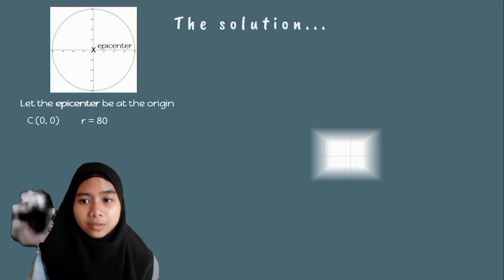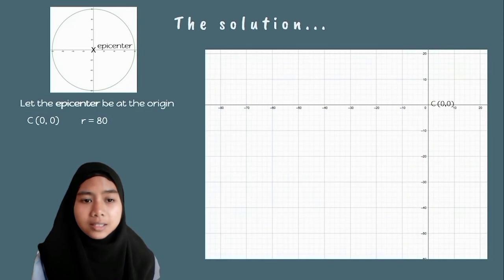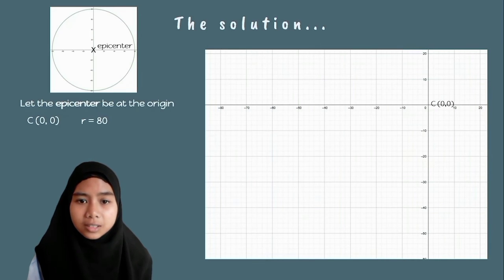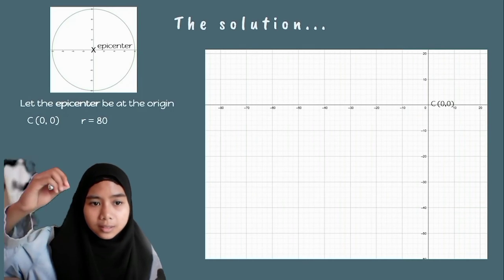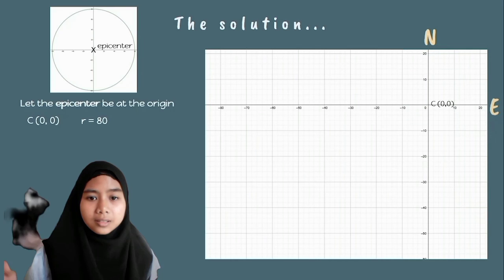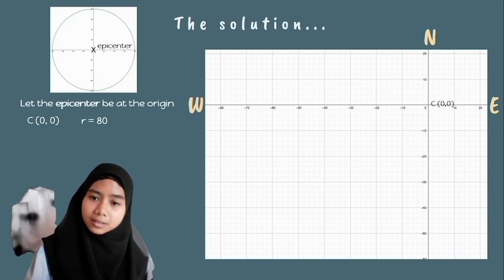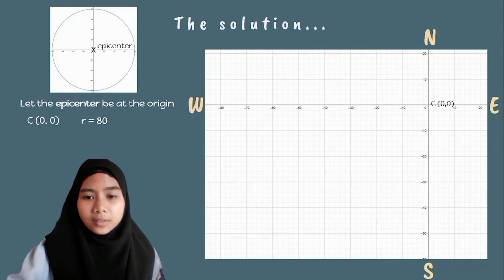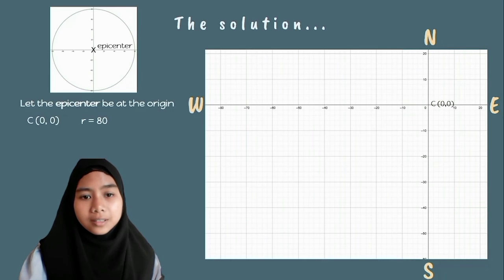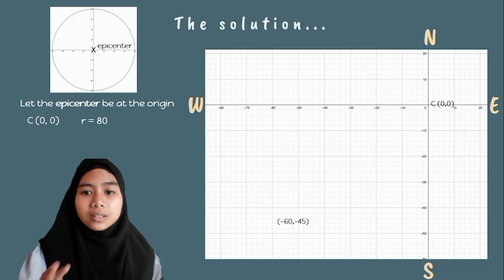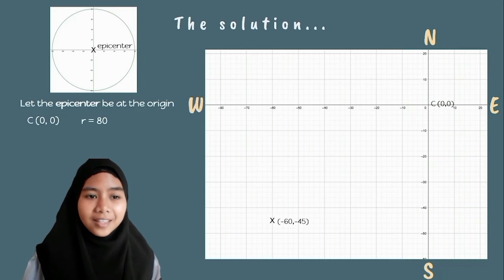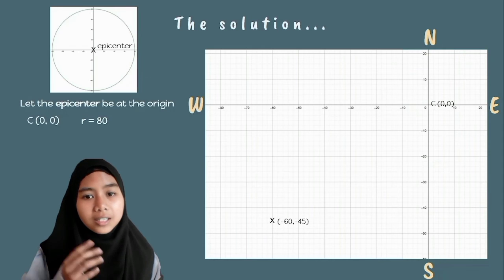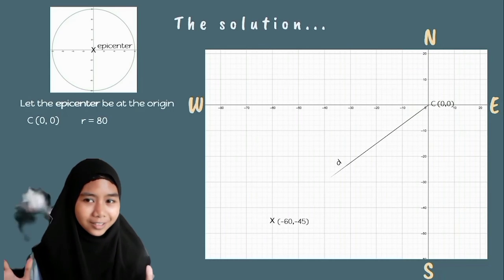So, if I locate your location using a Cartesian plane, 60 miles west is along the negative x-axis, and 45 miles south is along the negative y-axis, because this is the north, this is the east, this is the west, and this is the south. So 60 miles west is at negative 60 and 45 miles south is at negative 45. Thus, this is your location. And the question is, if you are located at this point, can you feel the earthquake?